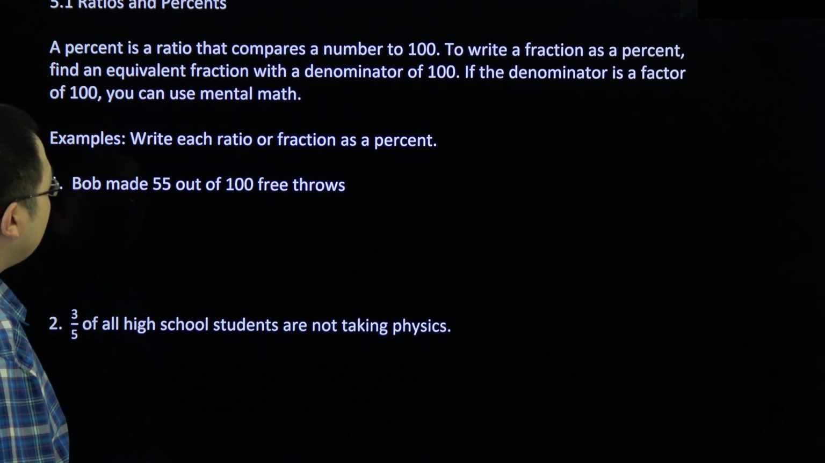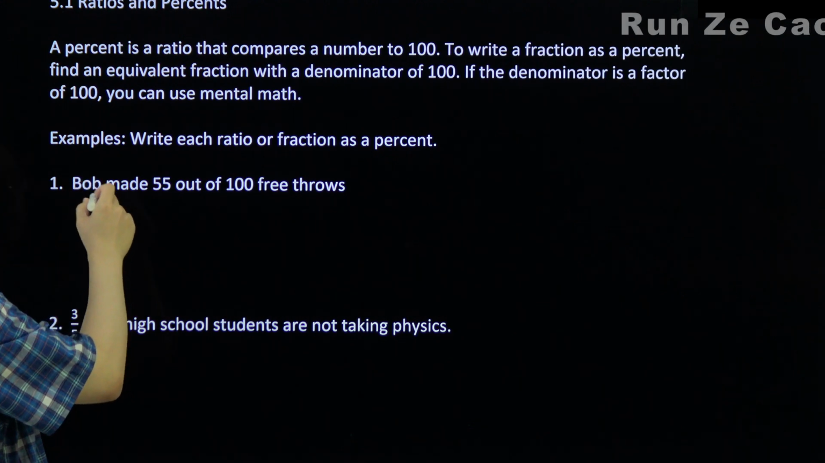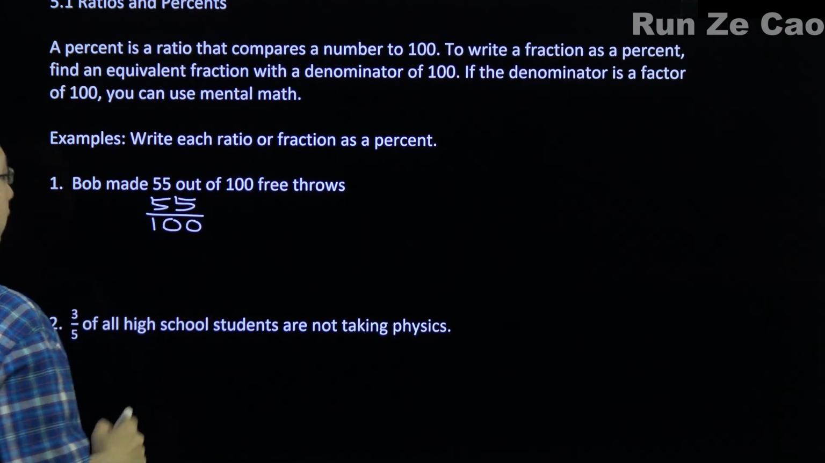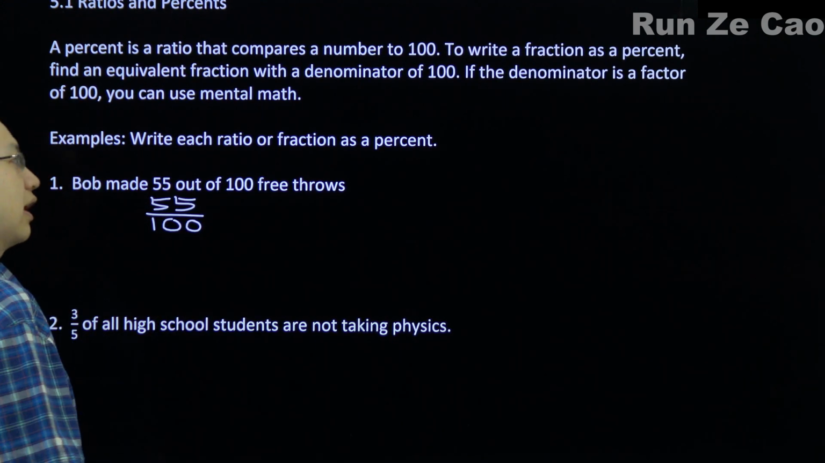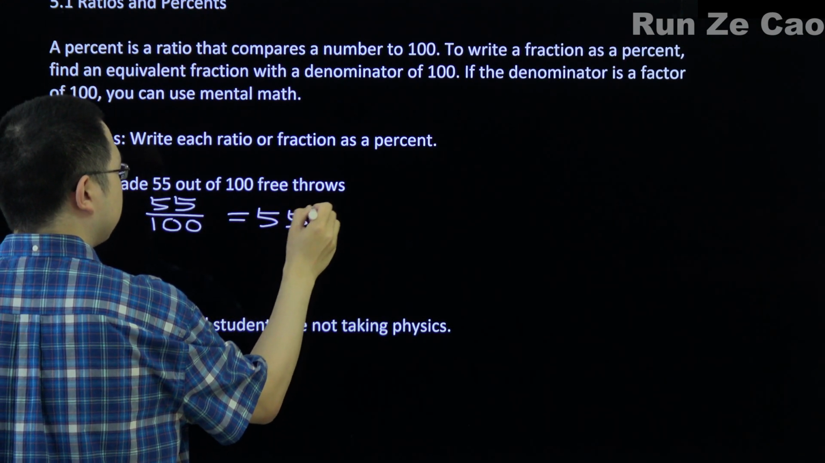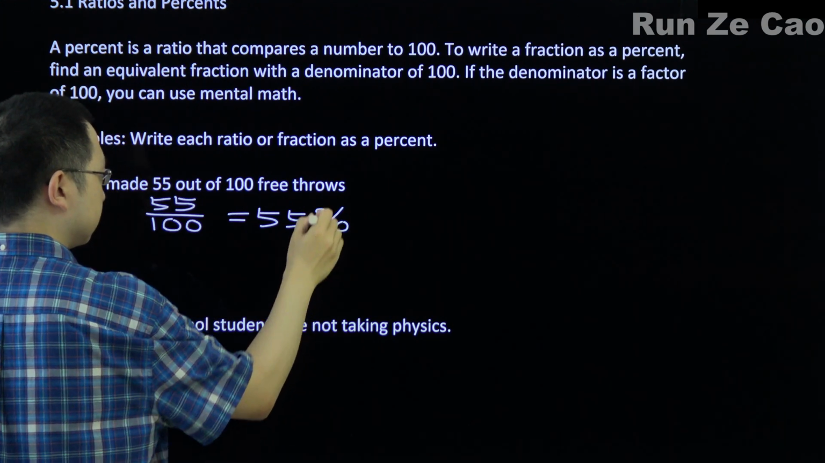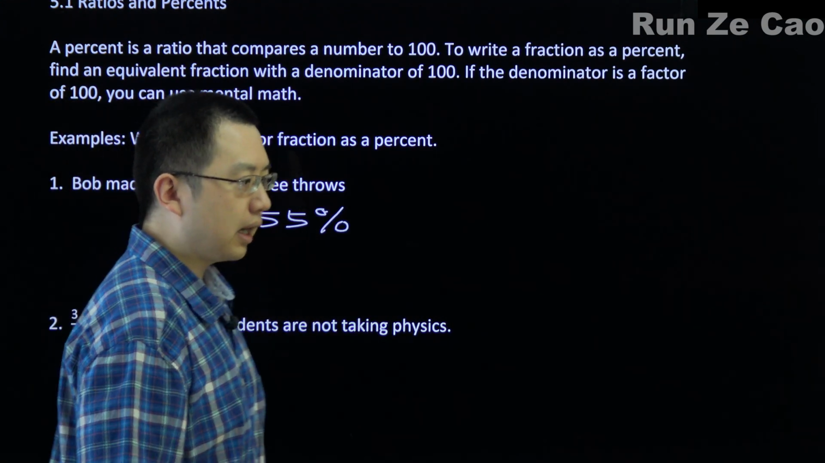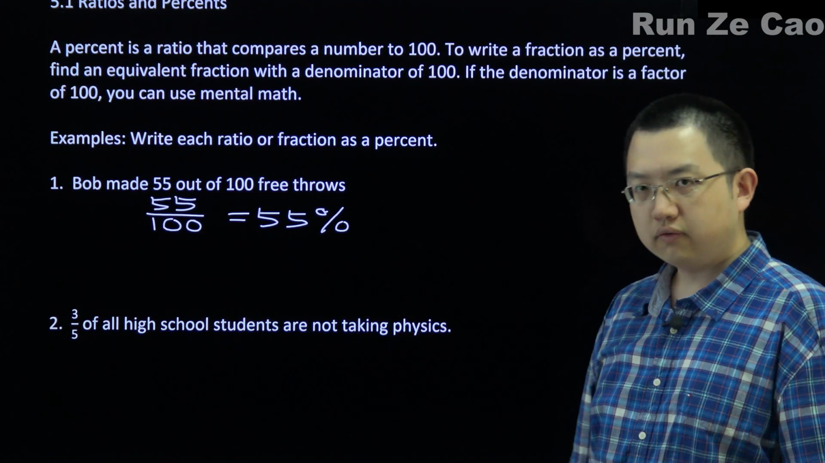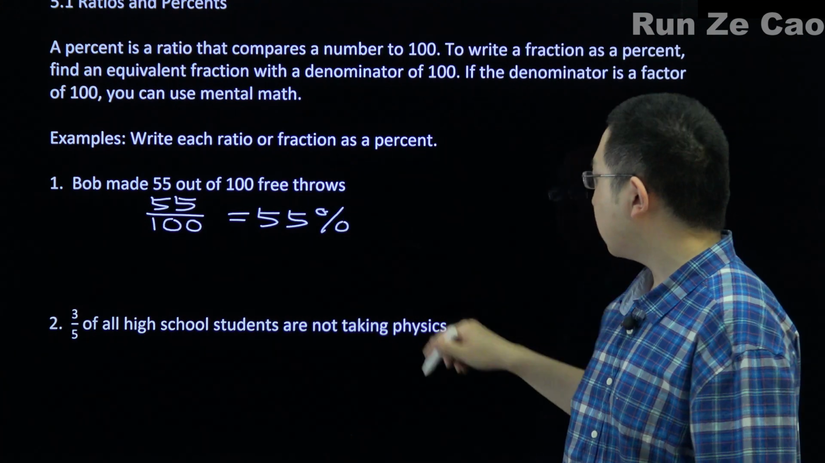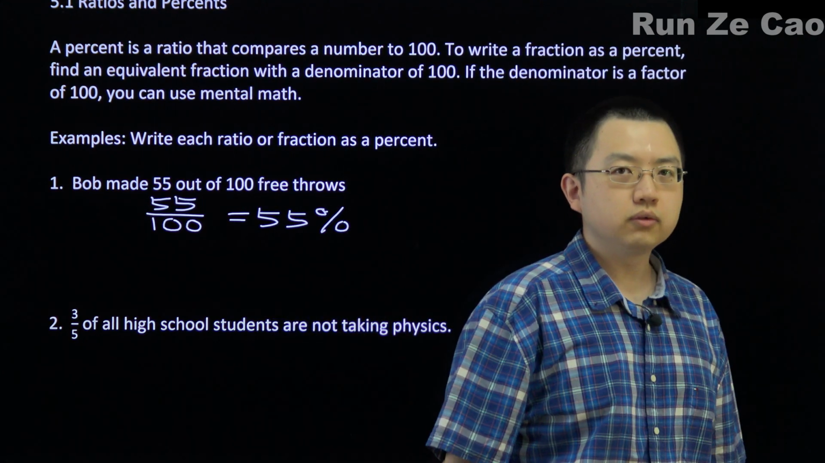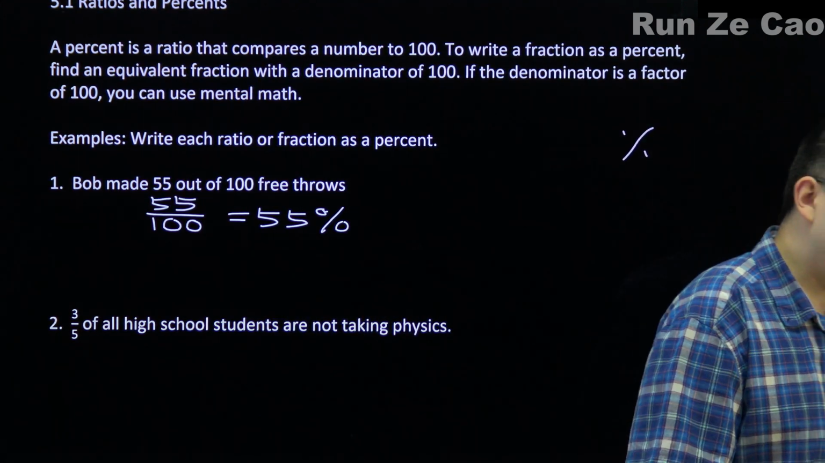Examples. Write each ratio or fraction as a percent. Bob made 55 out of 100 free throws. Ooh, he's pretty good, at least compared to me. So this is equal to 55%. I recommend using the circles for percent instead of dots because dots are easier to misinterpret, whether accidentally or maliciously.